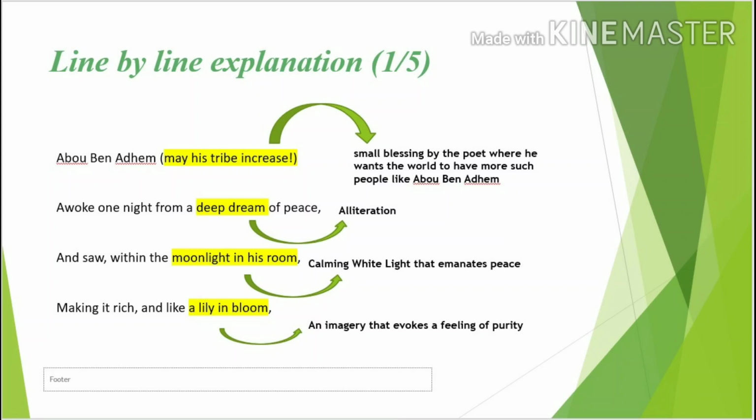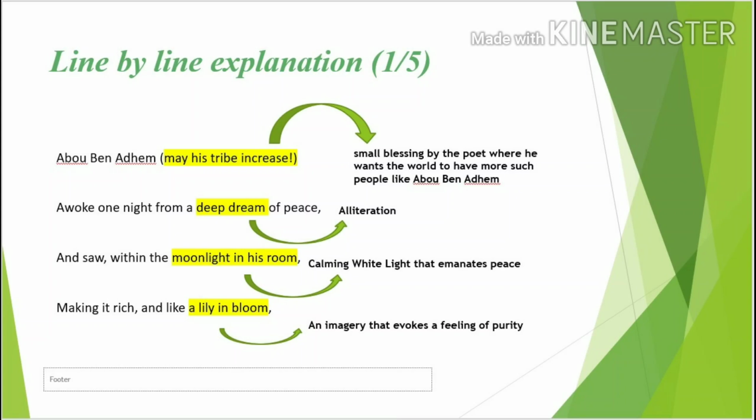So rich is a key word here, very important. And the room is moonlit, another key word, moonlight. Rich, deep dream of peace. All these things are very important. In exams, you will get questions primarily from these places. And like a lily in bloom.